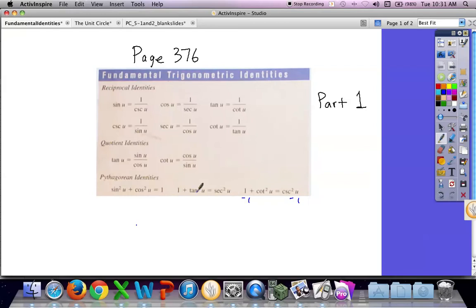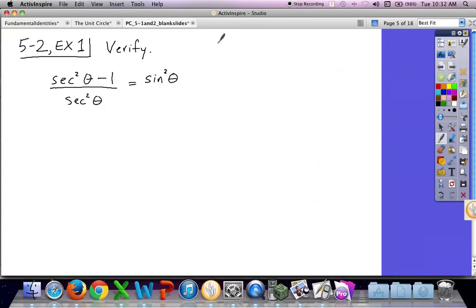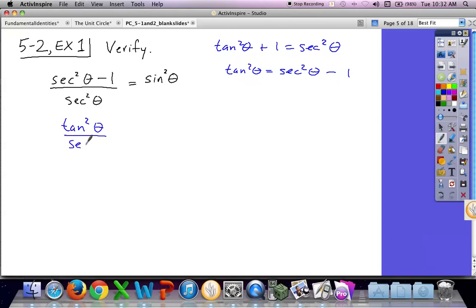is tan squared. So, if tan squared theta plus 1 equals secant squared theta, then tan squared equals secant squared minus 1. So I can substitute here for the secant squared minus 1. That's tan squared. Okay, now I have to make the right-hand side sine squared.